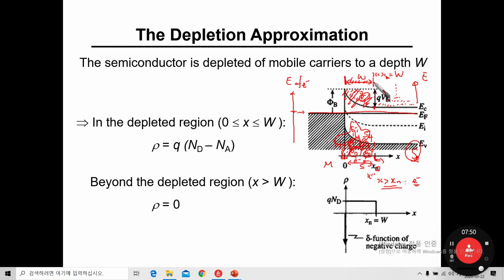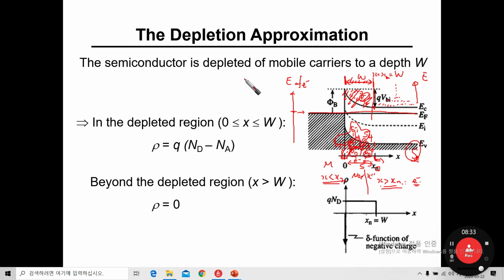So at x of W or x of xn, when x is smaller than xn, no electrons. But if x is higher than xn, many electrons. That is not very physical, but just to make our life easier, we can use this very simple depletion approximation. This depletion approximation has been widely used when analyzing how electrons and holes are moving and roaming around in a semiconductor, especially in an MS diode or PN junction diode.